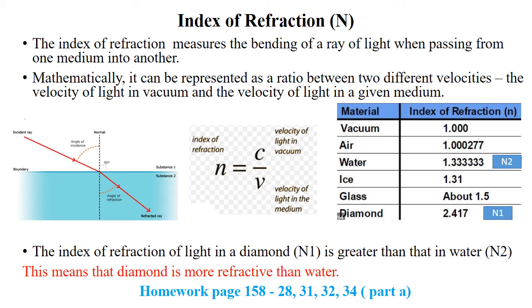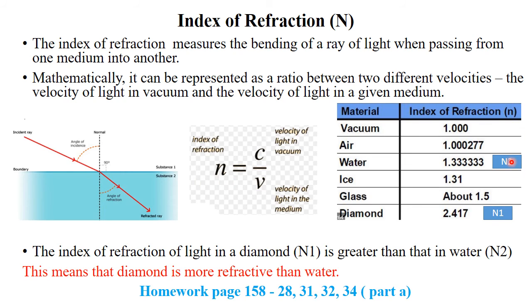Here we can talk about the index of refraction, represented by n. So n is the index of refraction. It measures the bending of a ray of light when passing from one medium into another. It tells us how much this ray bends when passing from one medium into another. Mathematically, it can be represented as the ratio between two different velocities: the velocity of light in vacuum and the velocity of light in a given medium. So n equals c divided by v. The SI unit of both c and v is meters per second, so n doesn't have any unit.